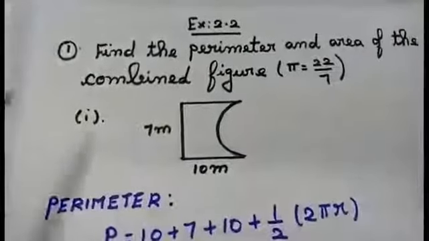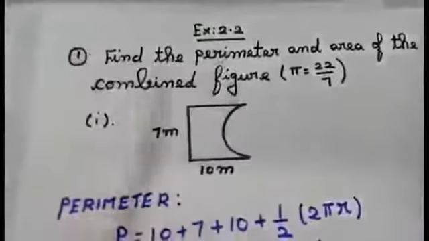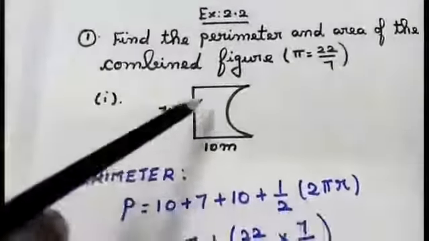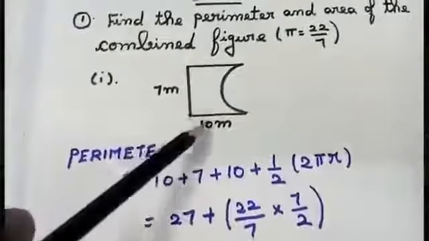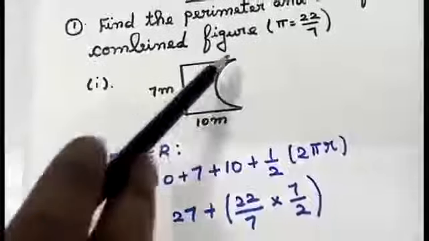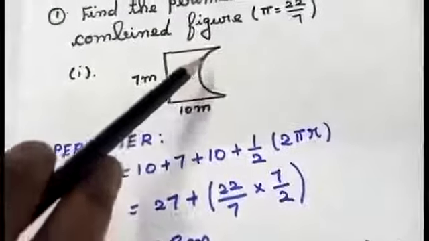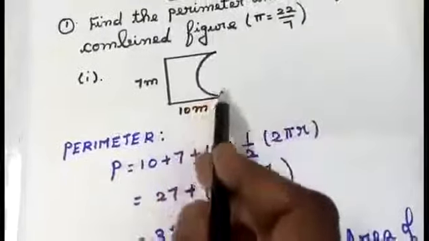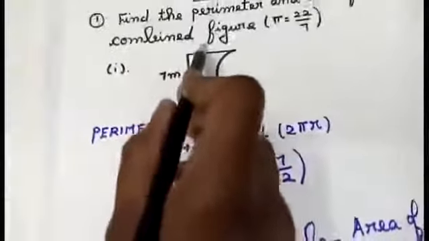Exercise 2.2 first sum. Find the perimeter and area of the combined figure. We are going to take the first sum. If you see the first sum, they have given one shape. If you notice, one side, that is length, is 10 meter and breadth I am taking as 7 meter. Another side I am having in the form of semicircle. If I close this figure, I will get a rectangle. The top side is going to be 10 meter.